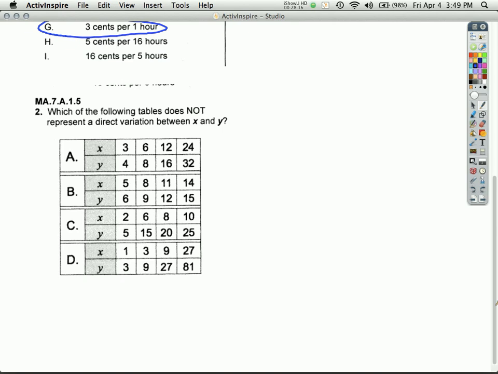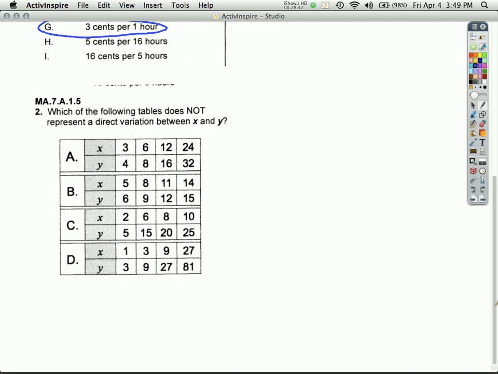Let's survey. Give me a thumbs up if you got number 2 correct. Good. Some people did, some people didn't. Alex, how did you figure it out? Well, I looked at A and it had relationships, like 4 times 2 equals 8, and then 8 times 2 equals 16, and then for x is 3 times 2 equals 6, and so on. Okay, and then C is the same thing, and D is the same thing.